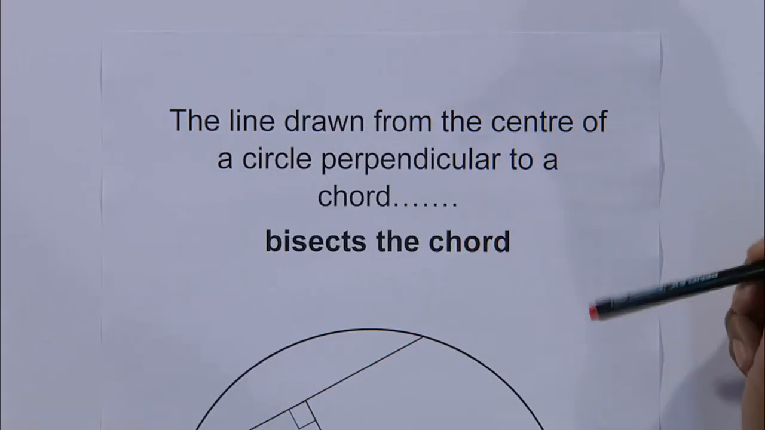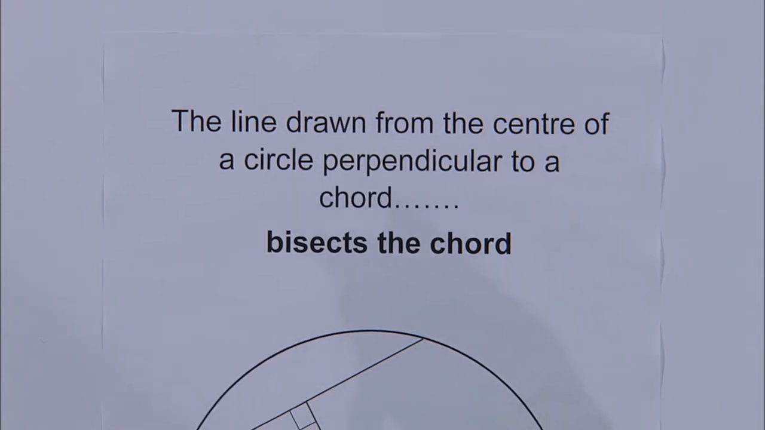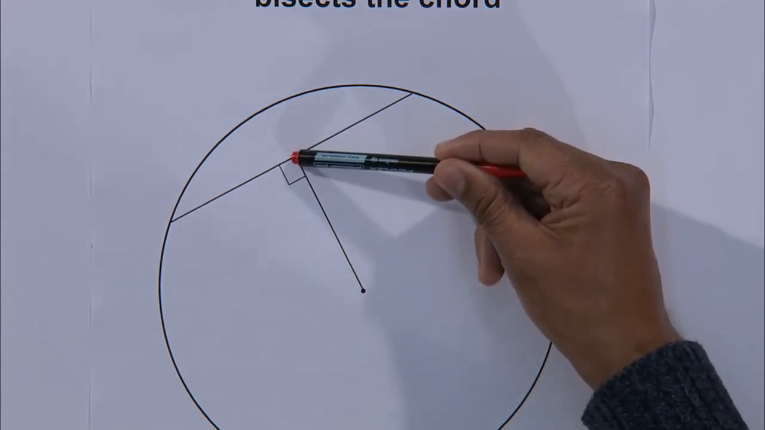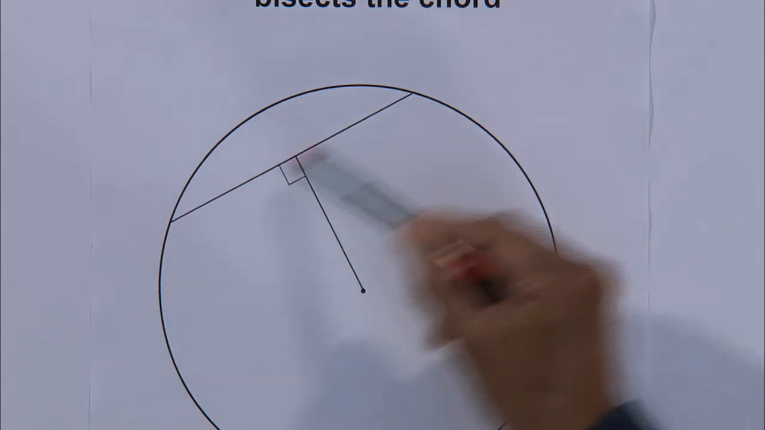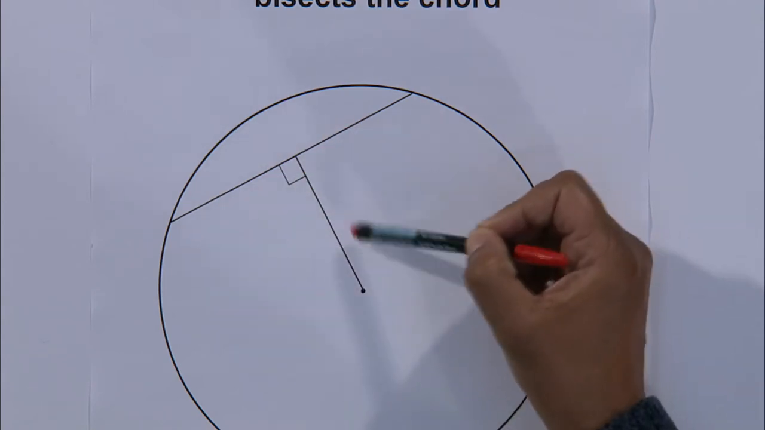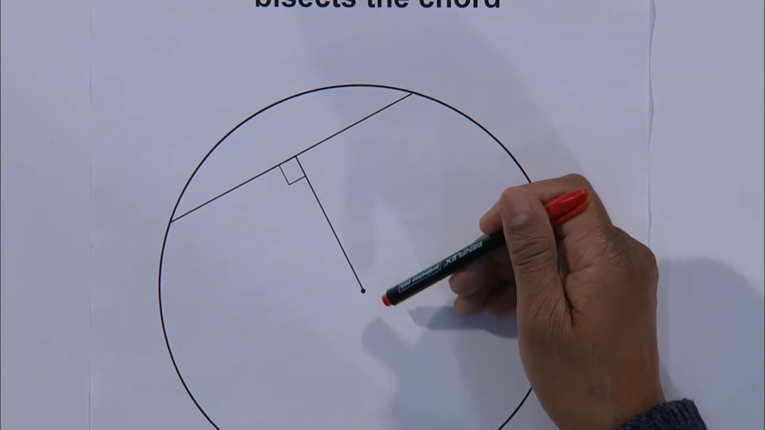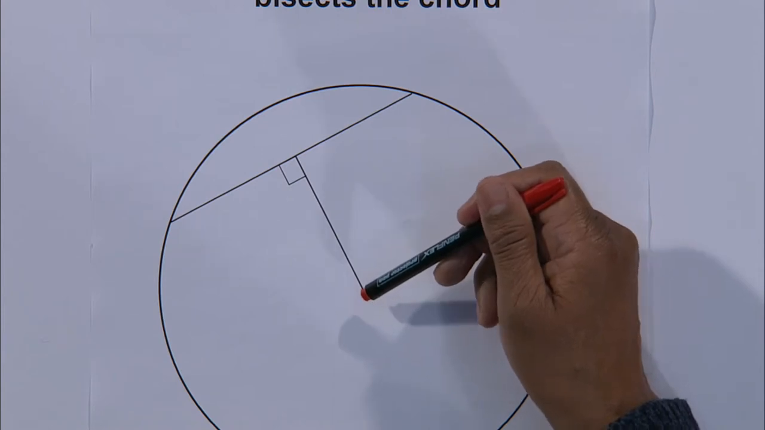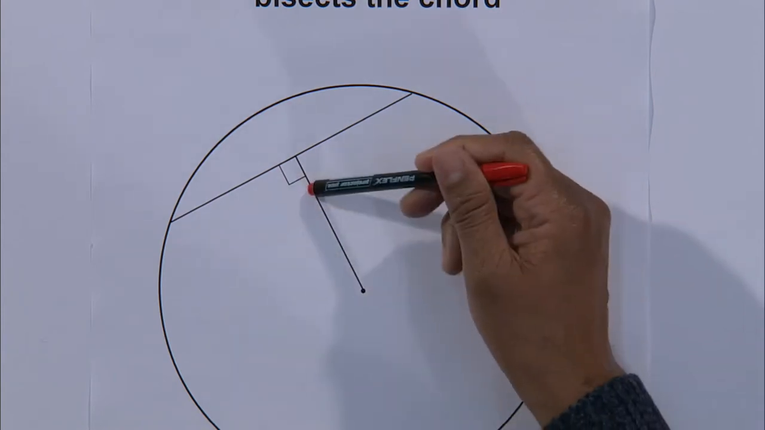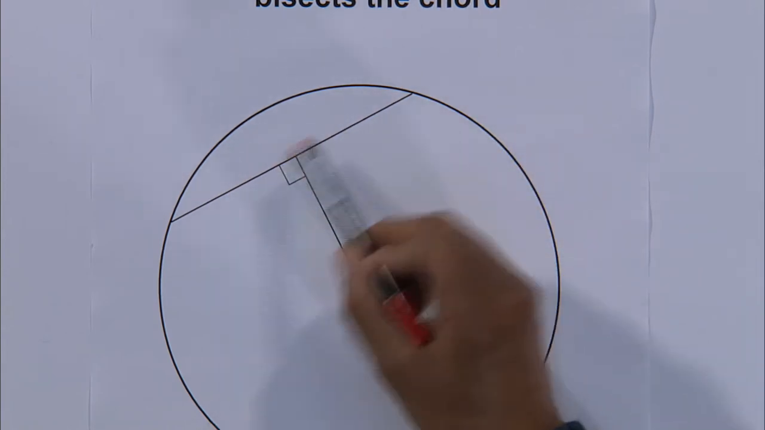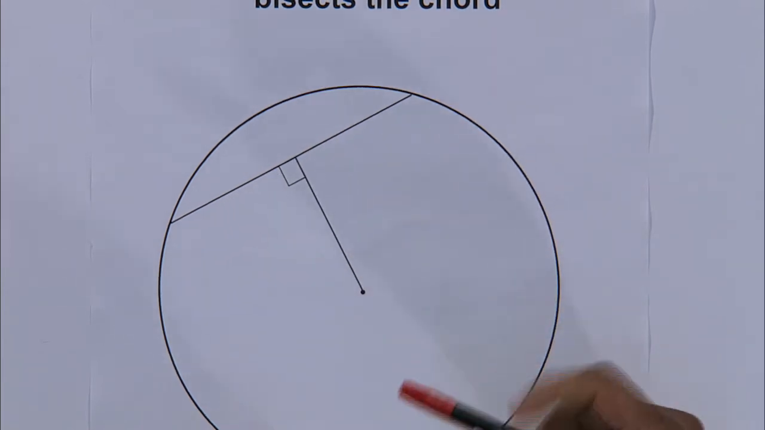For instance, here, if we look at this, we have a line drawn from the center of the circle, and this line is perpendicular to the chord. And now the theorem states that this line bisects the chord. So if we practically construct a circle first, and a line from the center of the circle, and a chord, and we construct it perpendicular to that chord, then we could go and measure whether these two parts are equal, because that is what the theorem says.